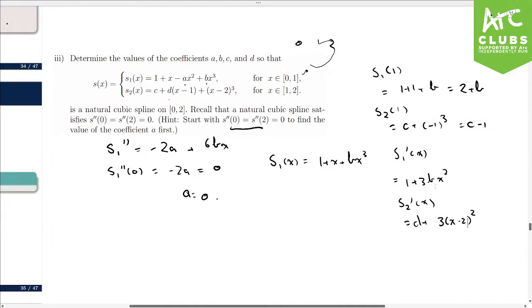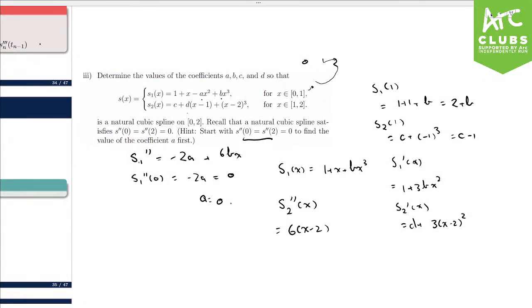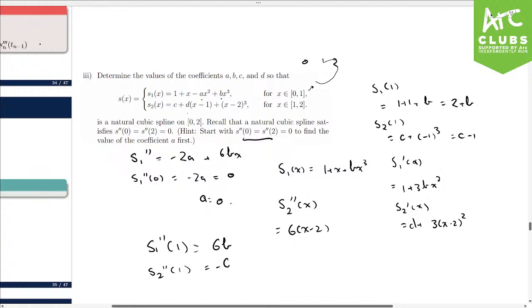So let's also match the second derivatives. So here that would be 6x minus 2. So matching the second derivatives at 1, we get 6b, and S2, that will be minus 6. So that implies b is minus 1.